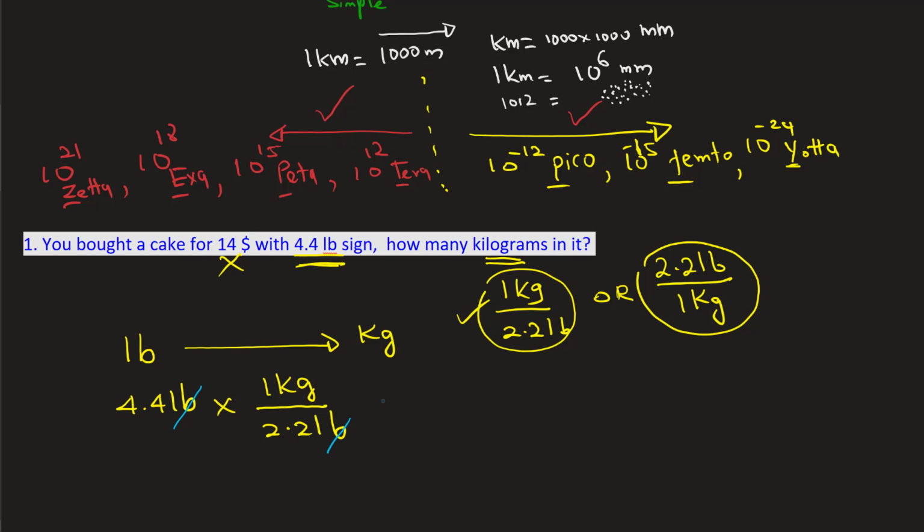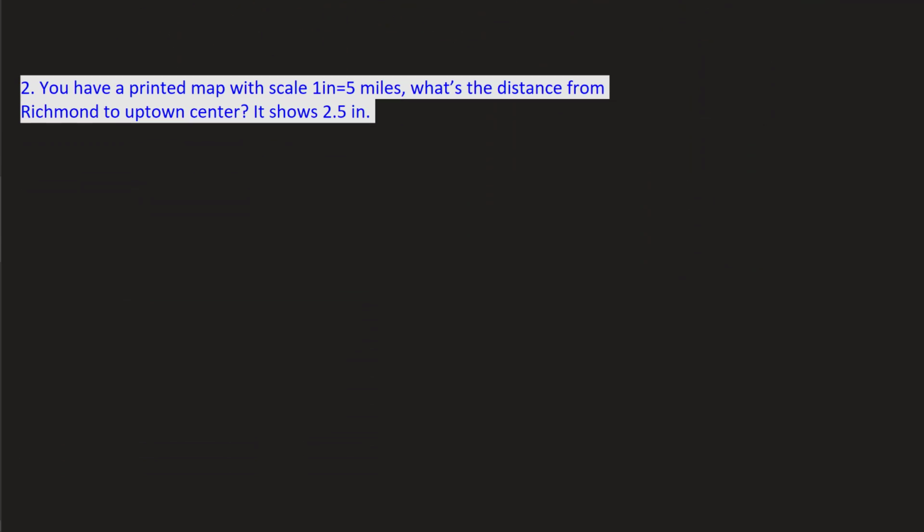And we know we need to cancel lb by 2.2 lb is 1 kilogram. So your units end up with kilograms. The numbers give you 2. So its answer should be 2 kilograms. So you can slow down or stop the video and do it on your own.